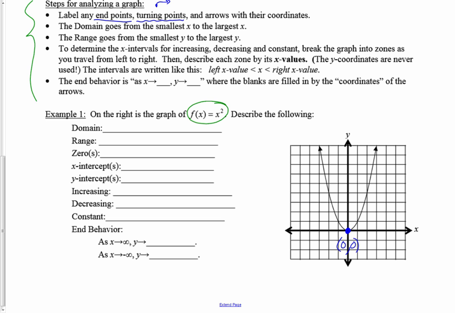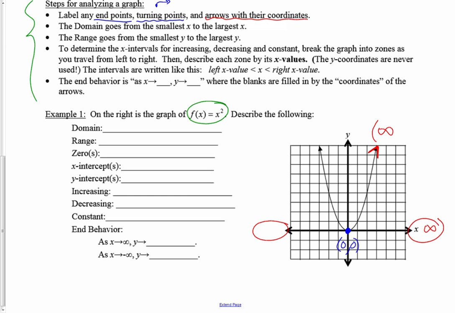I'm also going to label where the arrows are going. Now, in order to label arrows with coordinates, I have to be careful, because this arrow right here is not on a specific coordinate. It's just telling me which direction I'm headed. So for an x value, I need to think, is this arrow headed over here towards the right or towards the left? This arrow is headed towards the right. The right is positive infinity, so we're going to call its x value positive infinity.